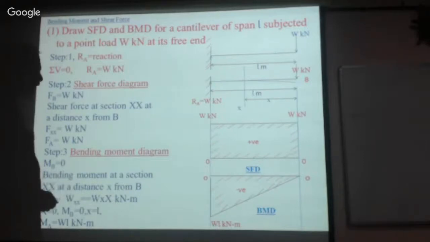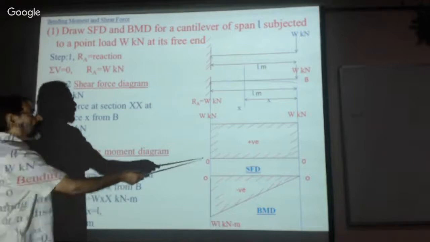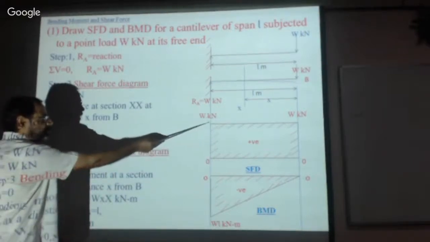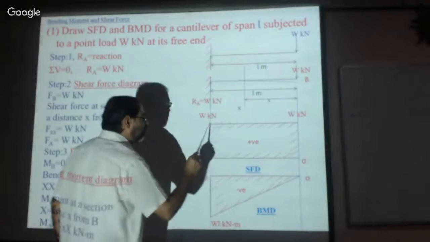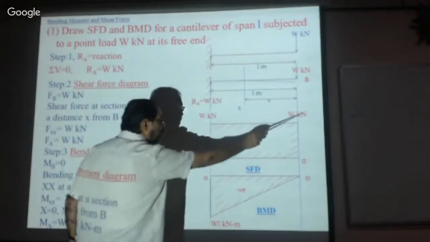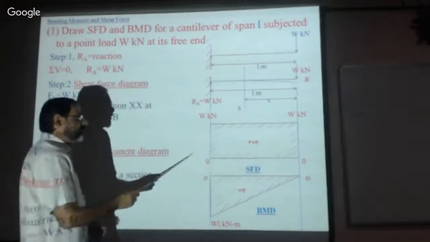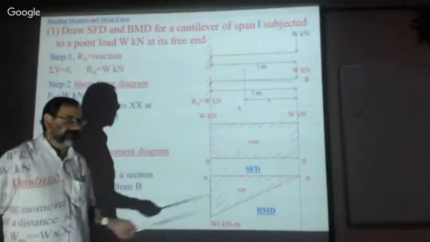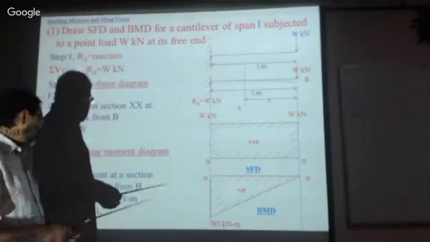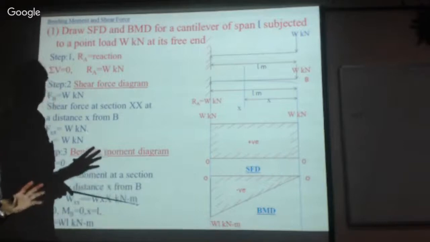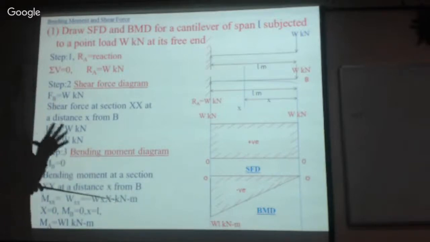Therefore, now let us plot. Take a reference, this is the zero reference. From zero, the shear force is acting upward, therefore let us go up from here to here, up to W kilonewton. All along the beam W kilonewton is acting, therefore take a straight line, and at this point W kilonewton is acting downward, therefore come down. This shows the variation of the shear force. Similarly, for calculating the bending moment, in the previous class I told you that the bending moment at the free end and the simply supported end is always zero.